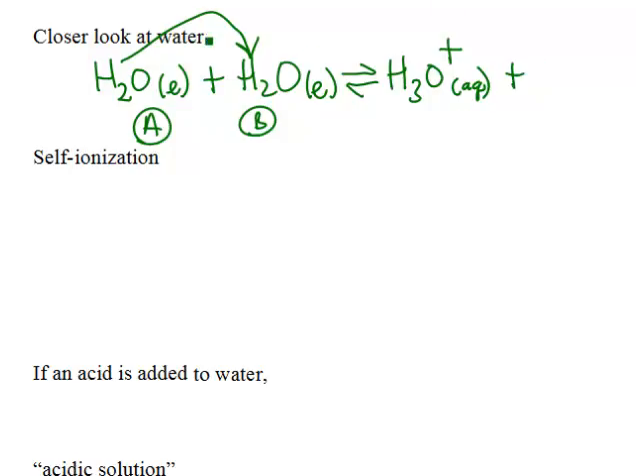The water that donated that H+ lost one H and it lost a positive 1 charge, so it turns into the hydroxide anion. This is called the self-ionization of water.